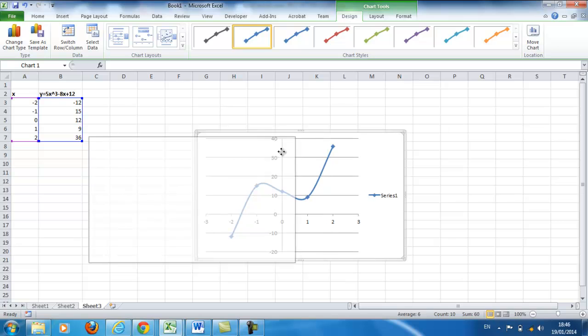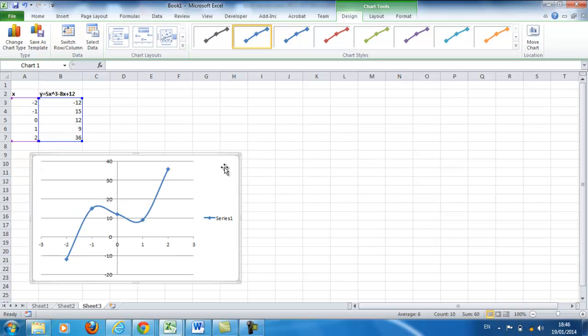And you can see there we have a graph, which is the kind of graph we'd expect for a cubic. Kind of two little peaks on it there.